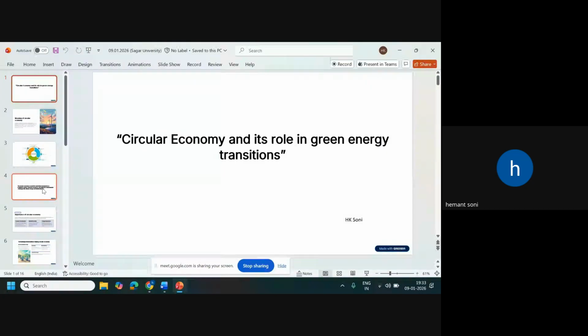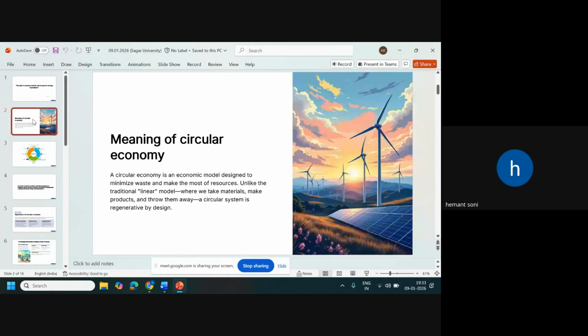So basically, as you all know, what is a circular economy? A circular economy is an economic model designed to minimize waste and make the most of resources. Unlike the traditional linear model, where we make materials, make products, and throw them away after they have been fully used, here the stress is on having a circular economy where the end joins the beginning.